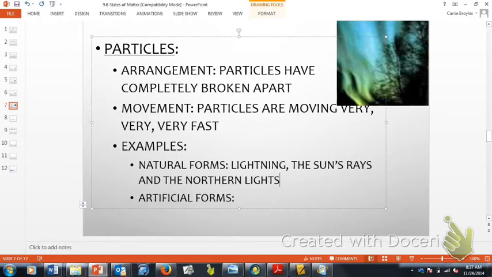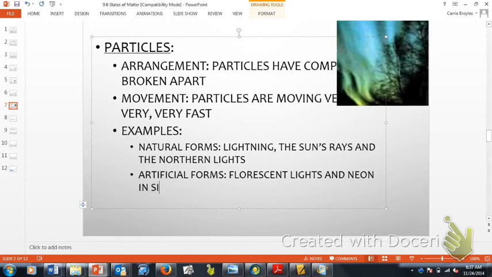But those are natural forms, and remember, it takes a lot of heat to allow that to happen. You think about lightning, and there you go. Artificial forms that we make here on this Earth: basically you can run electricity through a plasma and get it to glow, and that's exactly what we have with fluorescent lights and neon signs.